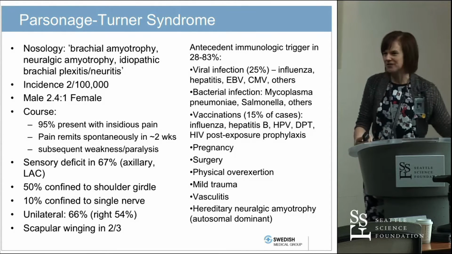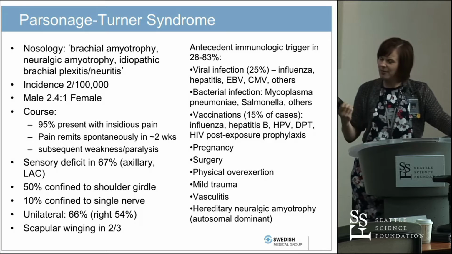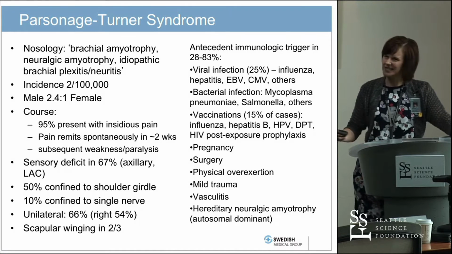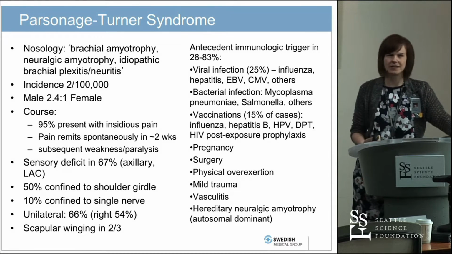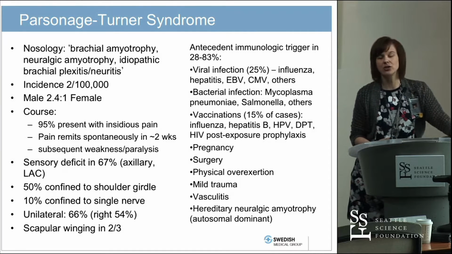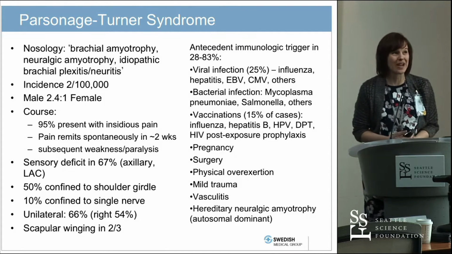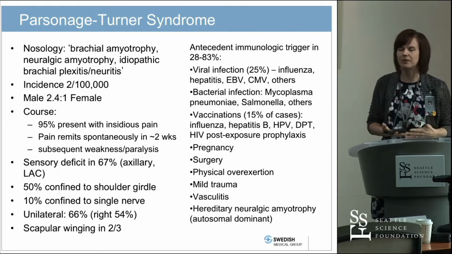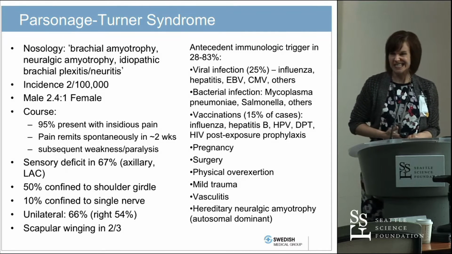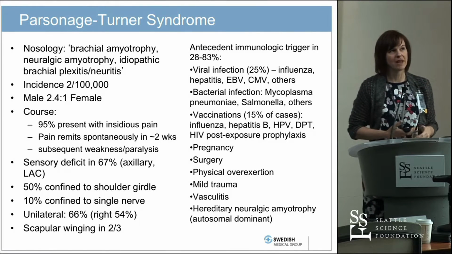So let's talk about Parsonage-Turner syndrome. I like the name Parsonage-Turner syndrome. It's pretty clear when you say Parsonage-Turner syndrome what it is, but you may have heard it called brachial amyotrophy, neuralgic amyotrophy, or idiopathic brachial plexitis. So it has an incidence of about 2 in 100,000, a little more in males than females.